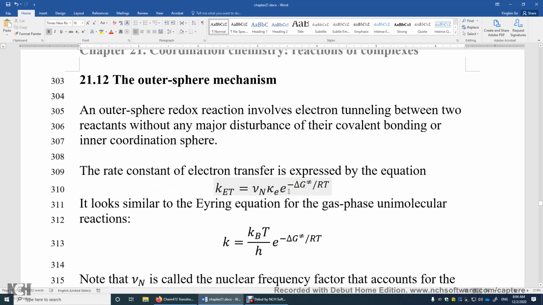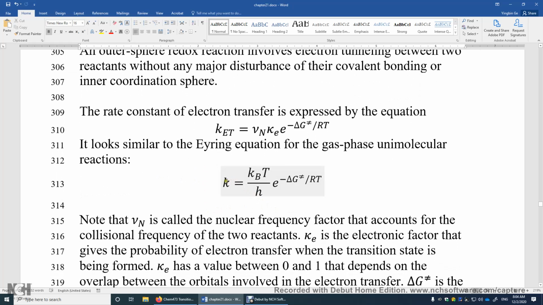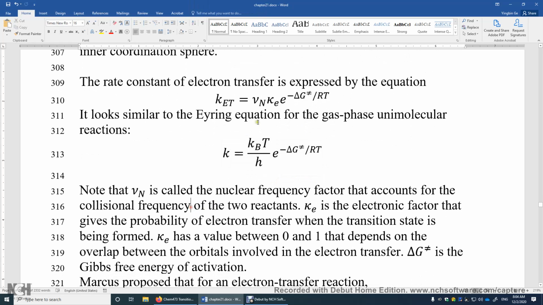This equation looks very similar to the Eyring equation for gas phase unimolecular reactions. Rate constant k is equal to kB T over h times e to the power of negative delta G double dagger over RT. So this part is equal to this part. So now let's look at this equation for the rate constant of the electron transfer in the outer sphere mechanism.